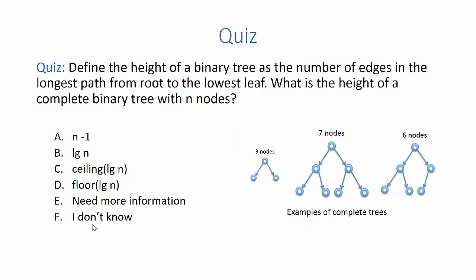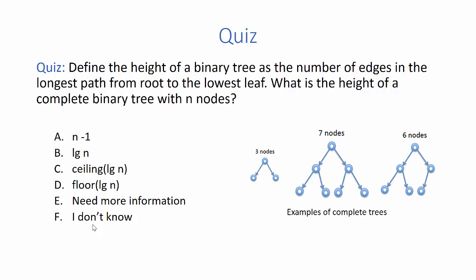Let's take a quiz break. Let's say we define the height of the binary tree as the number of edges in the longest path from root to the lowest leaf. What is the height of a complete binary tree with n nodes? It could be log n. If you have 3 nodes, or if you take log 3 or log 7 or log 6, it seems like the height is log something, but is it the ceiling or the floor? So we've got to decide.